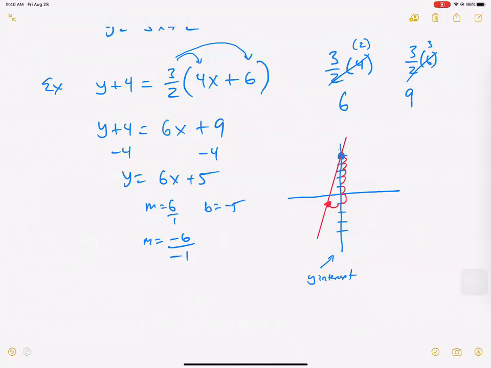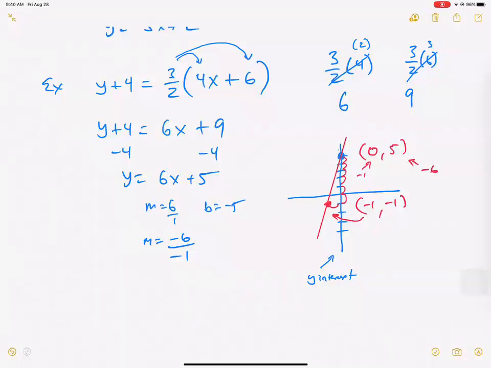One cool thing, we can try this. If we know the point is (0, 5), and we know the slope is 6 over 1, or negative 6 over negative 1, we can subtract. What is 5 minus 6? That takes us to negative 1. And 0 minus 1 is negative 1. Hey, that's the exact point we're looking for. We can just subtract from any initial point that we know.